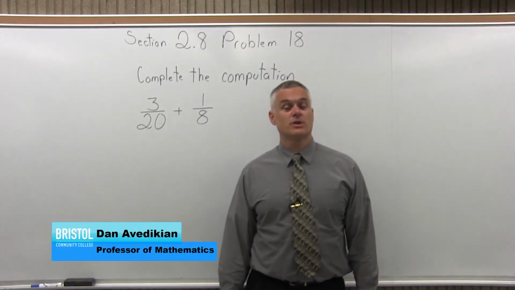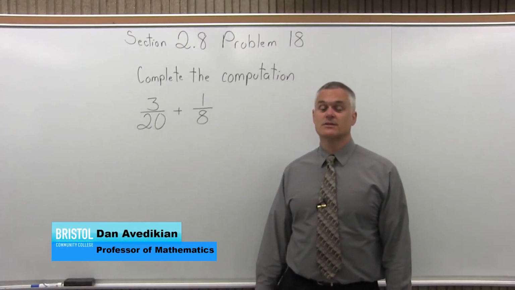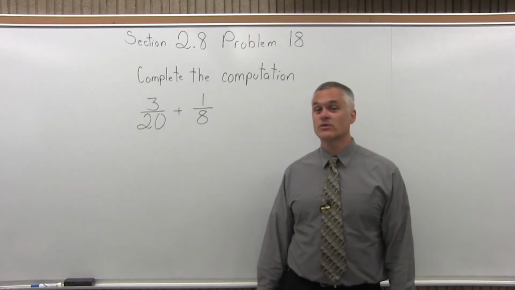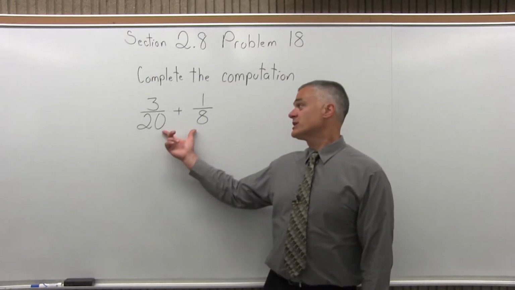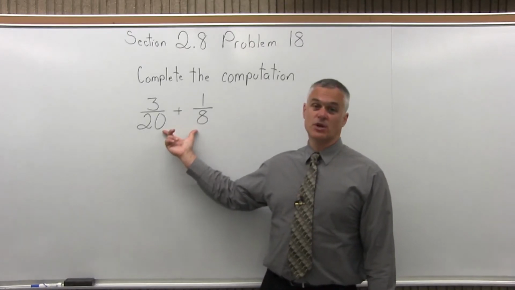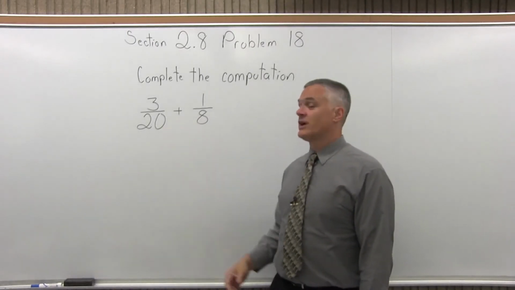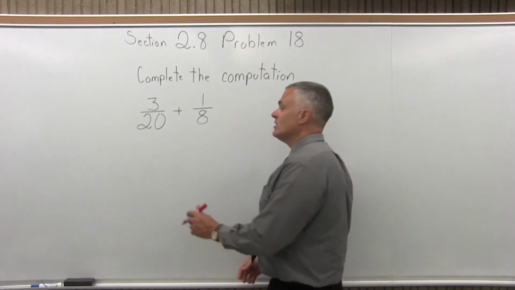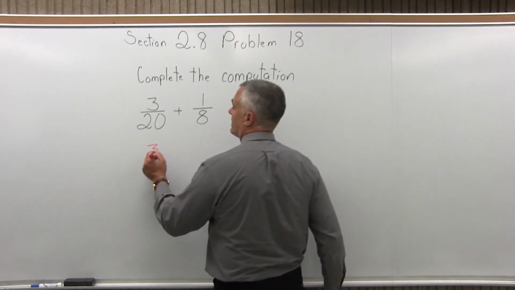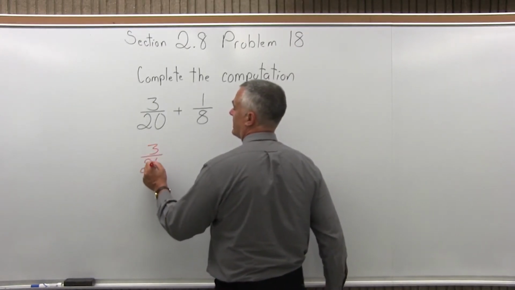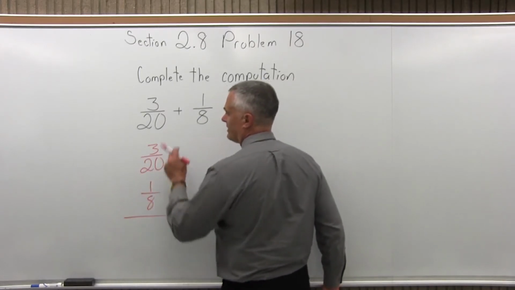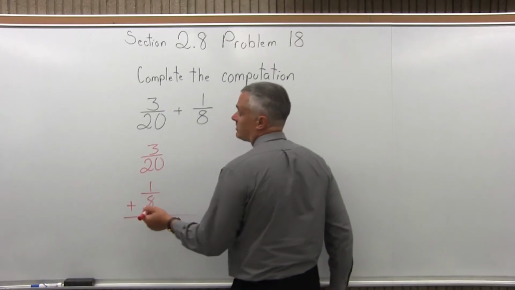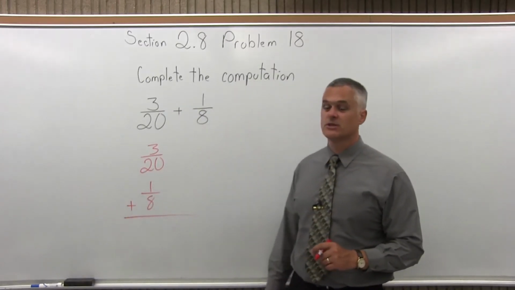This is Section 2.8, Problem 18. It says complete the computation, and we have 3 over 20 plus 1/8. With the fractions that I have to add, the problem is that the denominators are not the same, so I have to make them the same. In order to do that, I will rewrite the problem in a vertical format. I have 3 over 20, 1 over 8, and they will be added. Again, pay attention, this is an addition problem. Some are subtraction, so this will stay addition.